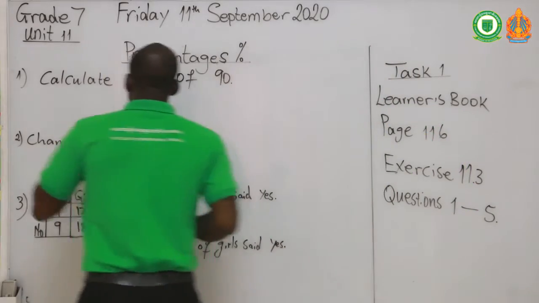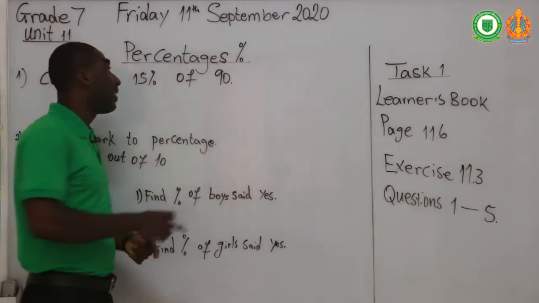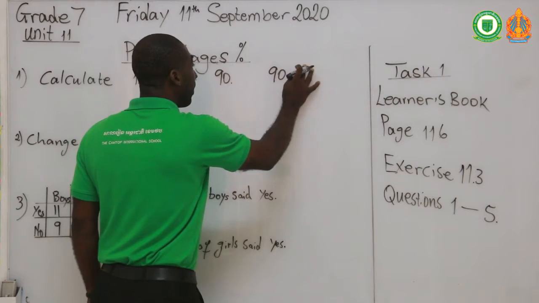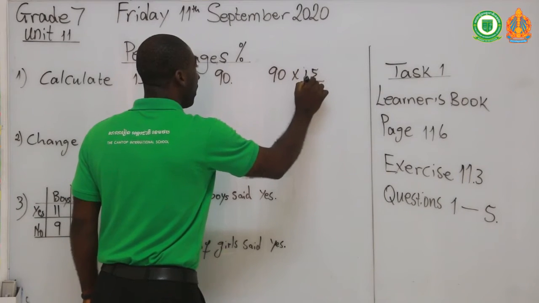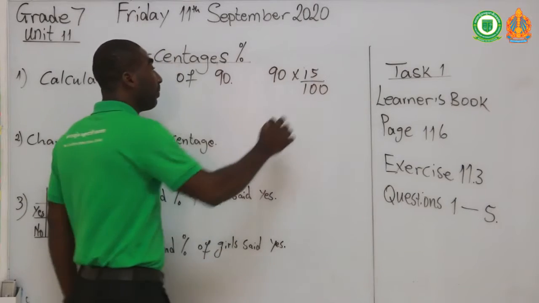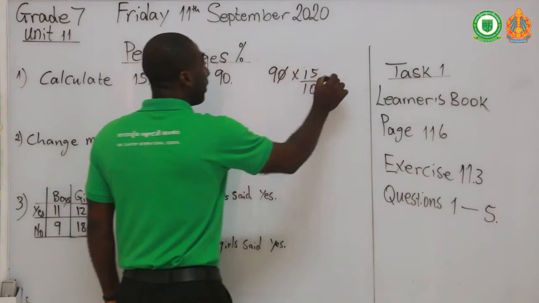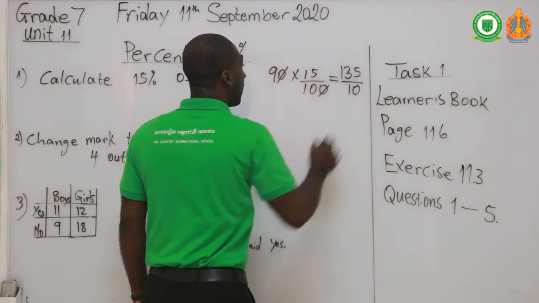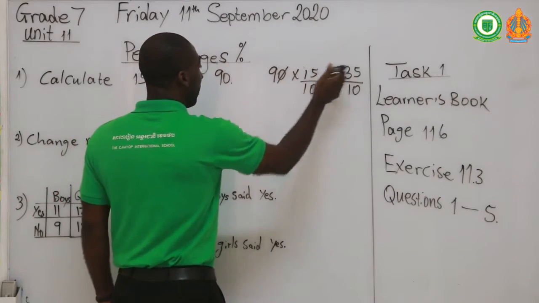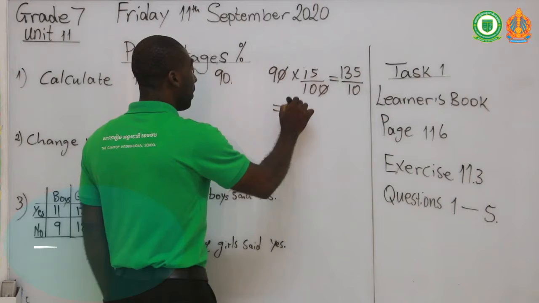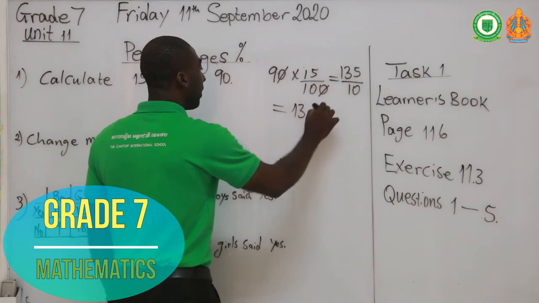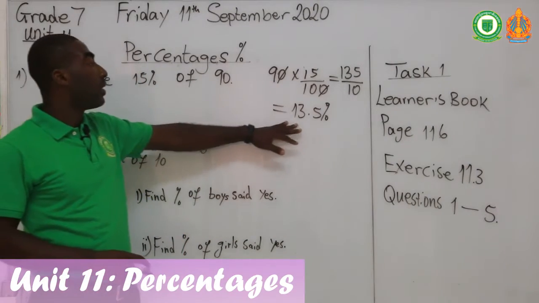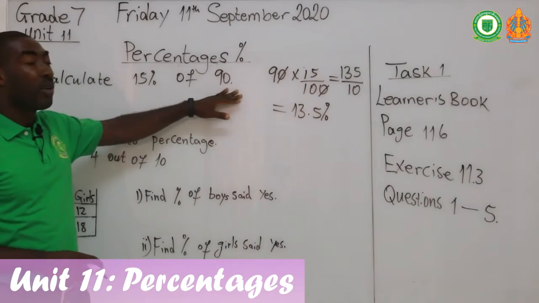Okay. So first we are calculating 15% of 90. So we have our 90 here, which will be multiplied by our 15%. So 15% will be 15 over 100. So we'll cancel this one, and this is going to give us 135 over 10, okay? So to divide this one, our final answer is going to be 13.5. So this is how you can always find percentages of a bigger value.